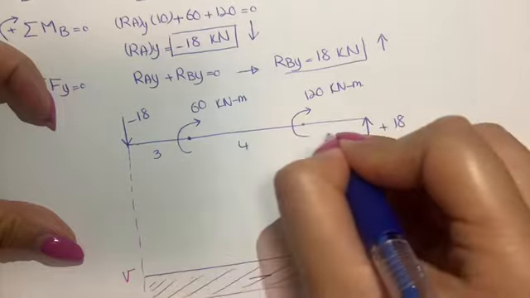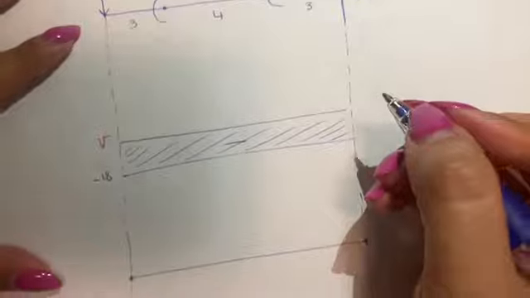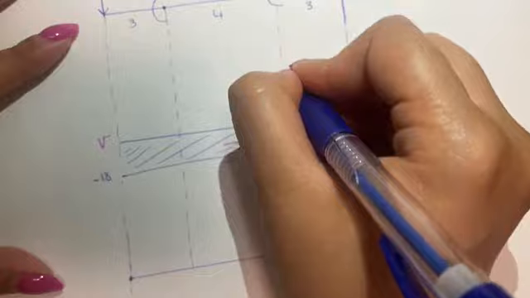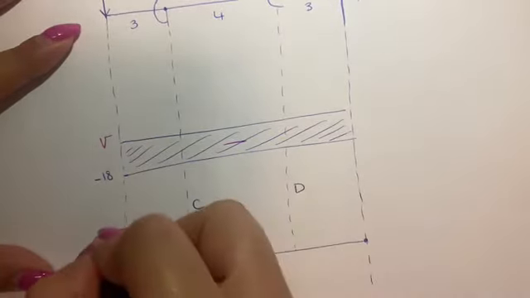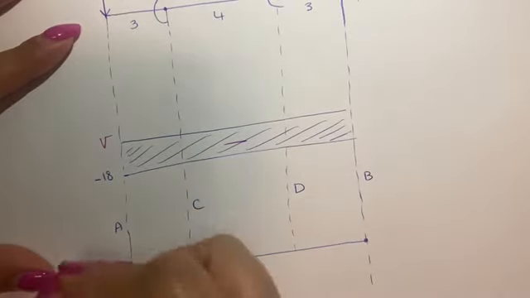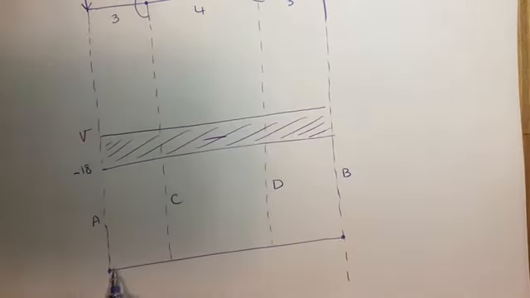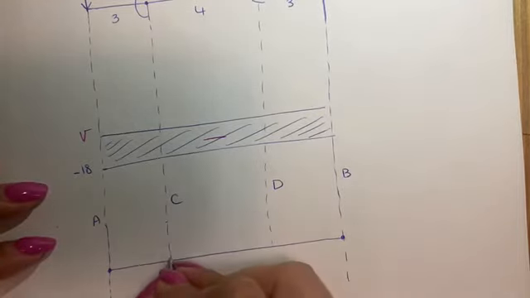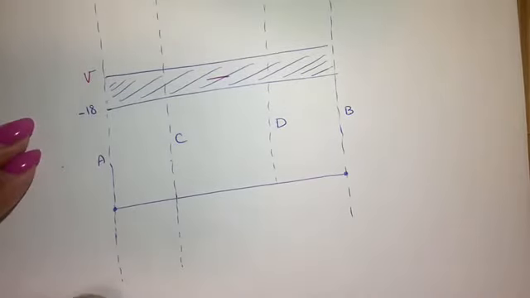I'm going to write the distances also. So we have two critical points. I'm going to name them C and D. And here we have A and B. So we have the bending moment 0 at point A, and we're going to calculate the moment at point C. Here, M at point C.